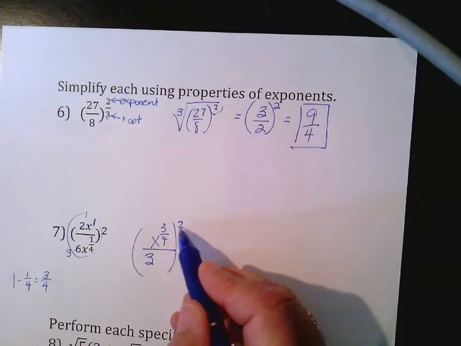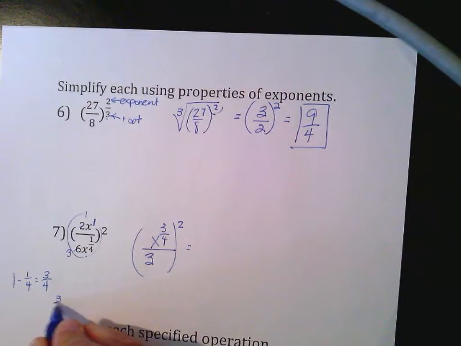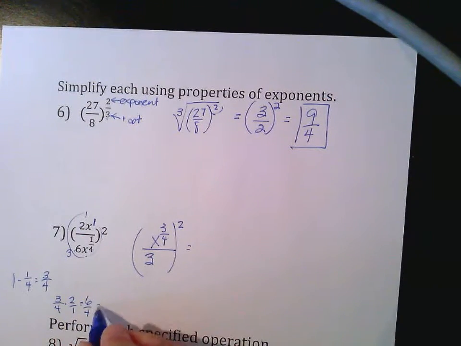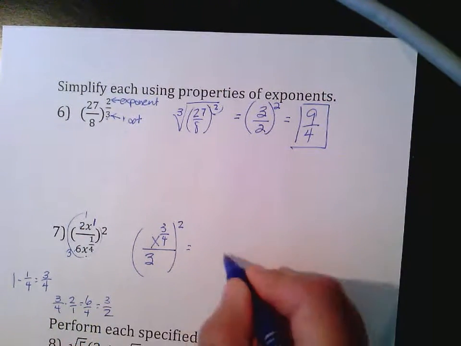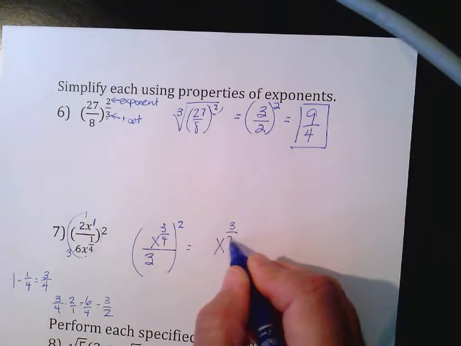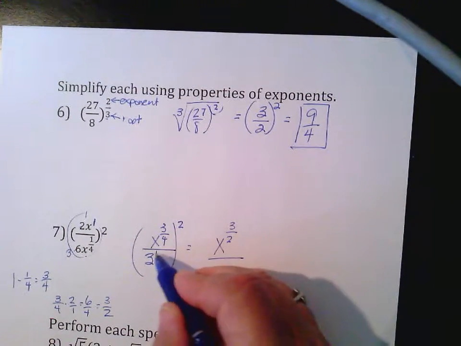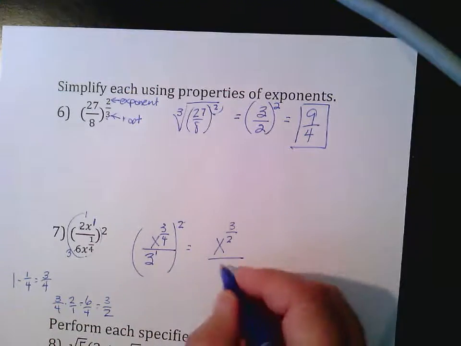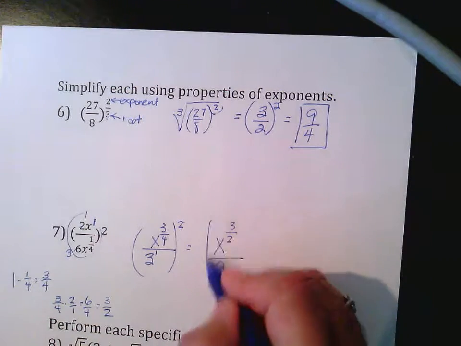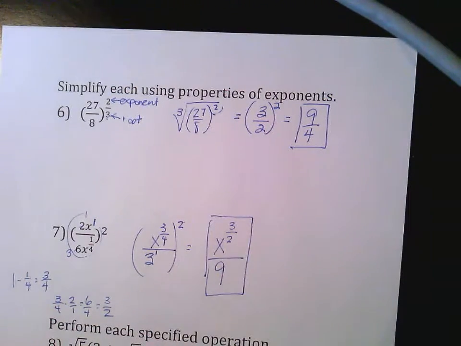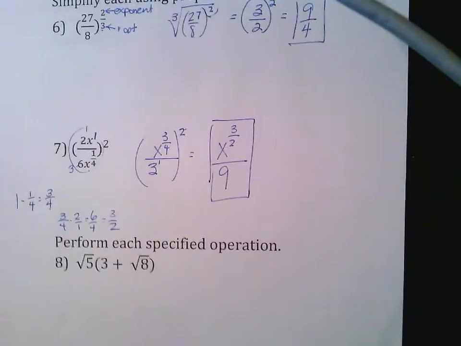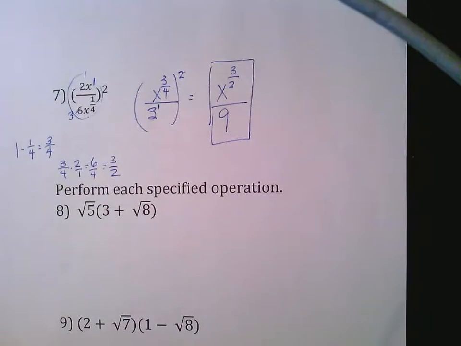If I take 3/4 times 2, that's 6 over 4, which is 3/2. So this becomes x to the 3/2. 3 to the first squared is 3 squared, which is 9. Just make sure you follow your order of operations and do one step at a time.